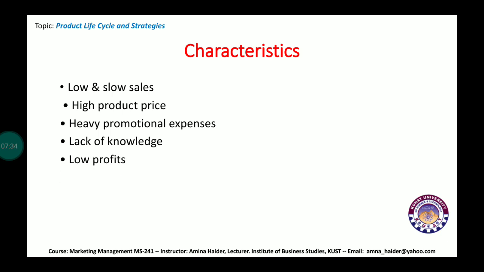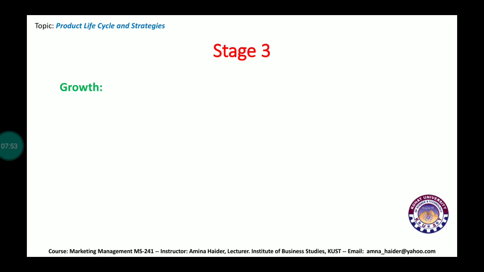The profits are low, and here the product has narrow product lines. So these are some of the characteristics of introductory stage of the product life cycle.